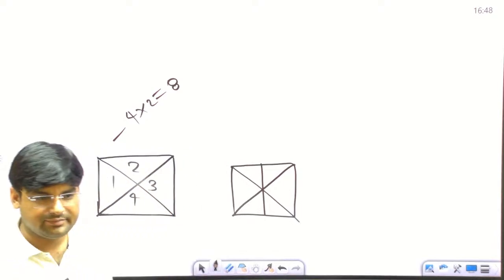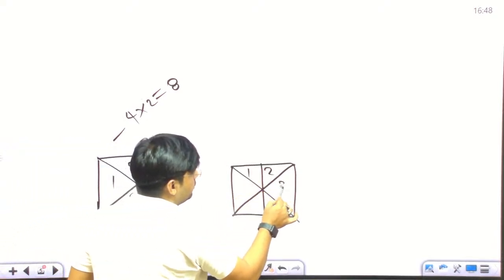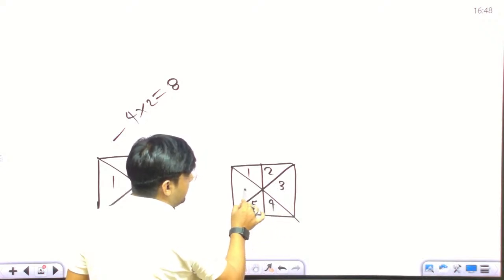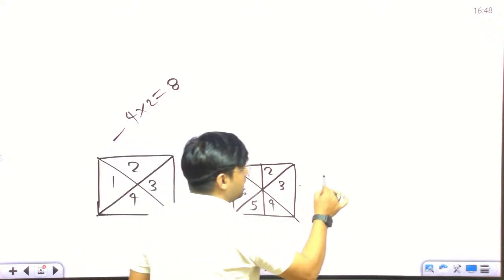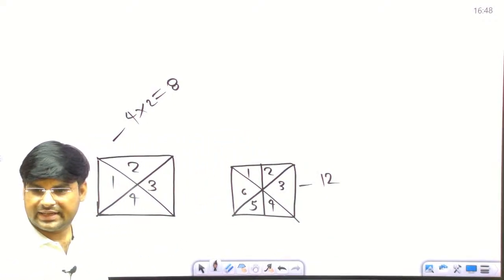How many triangles? 1, 2, 3, 4, 5, 6. There are 12 triangles. Clear?